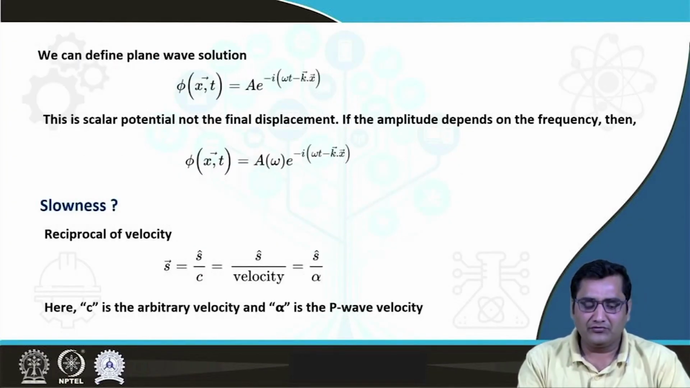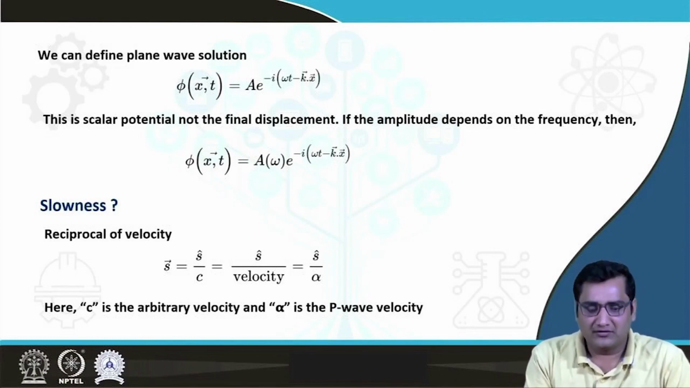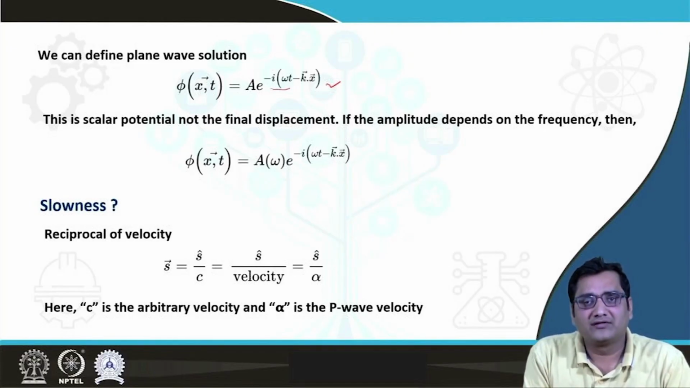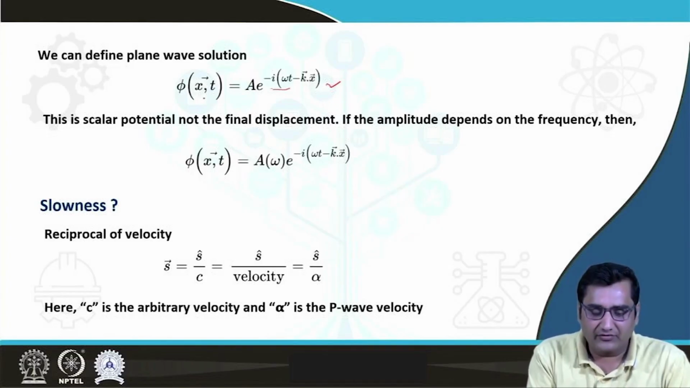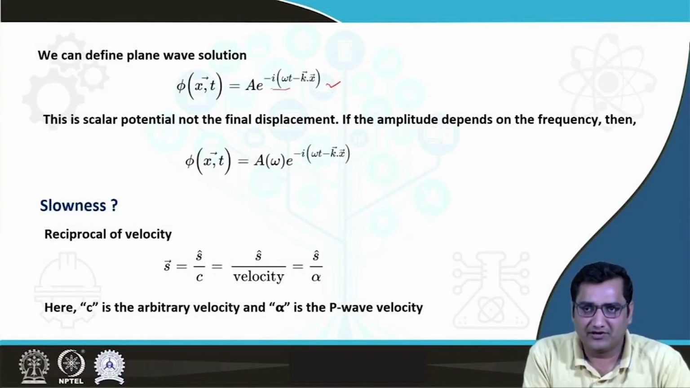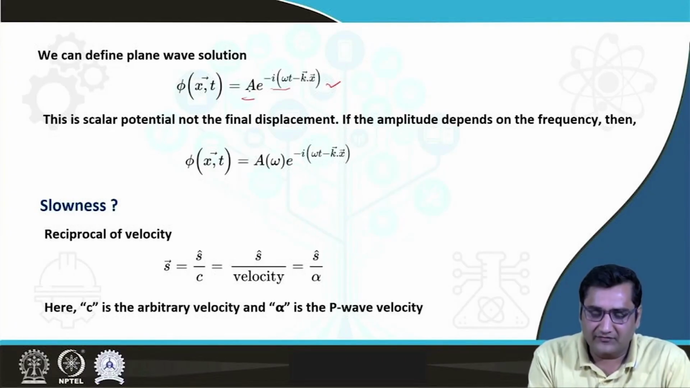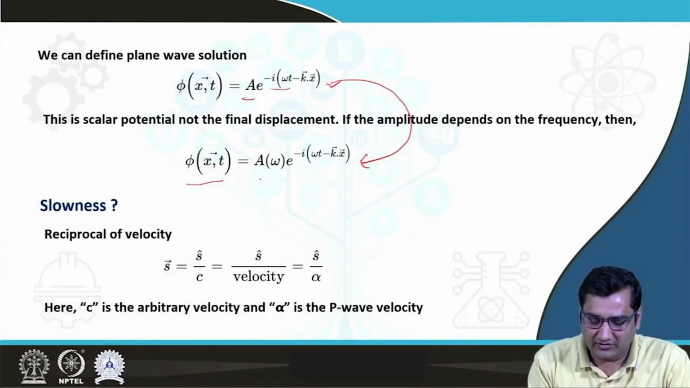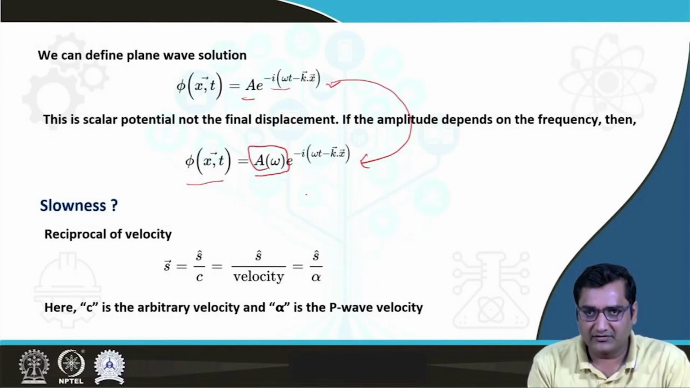So if we want to define a plane wave solution in terms of the potential field, then the scalar potential phi(x, t) is equal to A e to the power minus iota (omega t minus k vector dot x vector), where x vector is the position vector. This phi(x, t) is your scalar potential, it is not the displacement. And if this amplitude is a function of angular frequency, then we can rewrite this scalar potential as phi(x, t) equal to A(omega) e to the power minus iota (omega t minus k vector dot x vector).